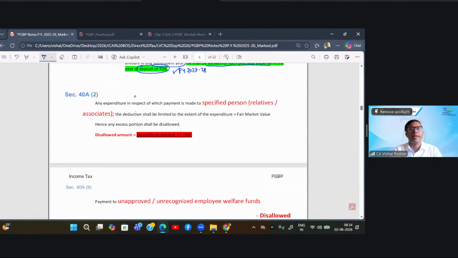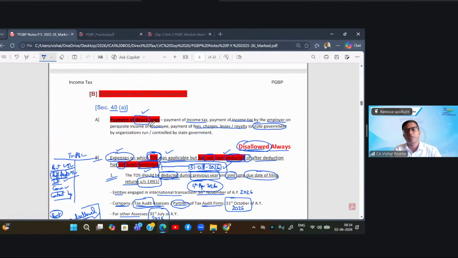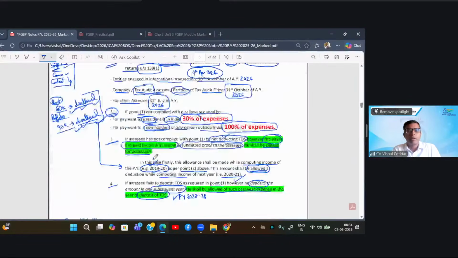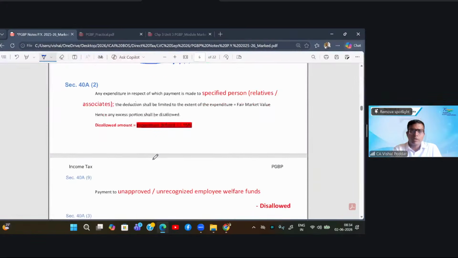Now we come to the next restriction. So the first restriction was under 40 clause A. In that there were two restrictions. One, direct tax is always disallowed. And for expenses to which TDS is applicable, we studied all this. All these conditions were in section 40 small a, that is 40 clause A. Now we come to the second restriction, which is 40 capital A. Henceforth all sections will be 40 capital A. Now what is this section saying? This is section 40A, subsection 2.